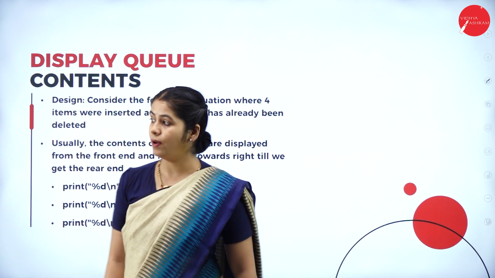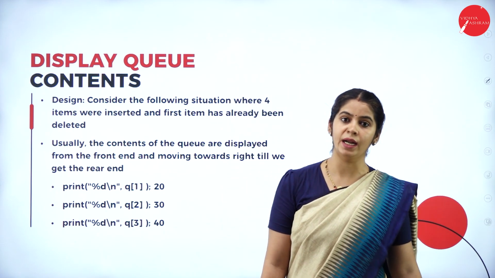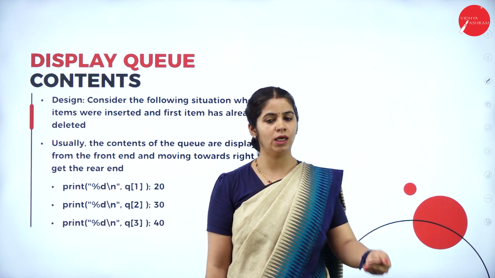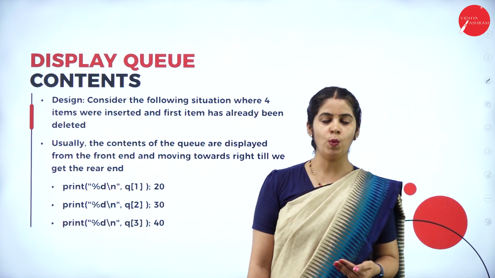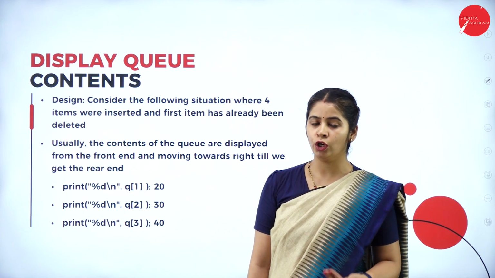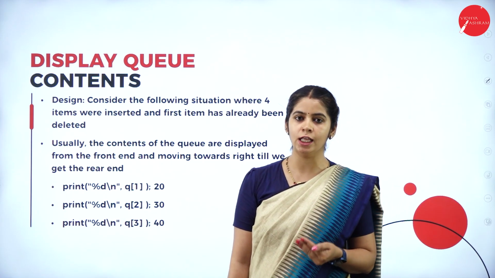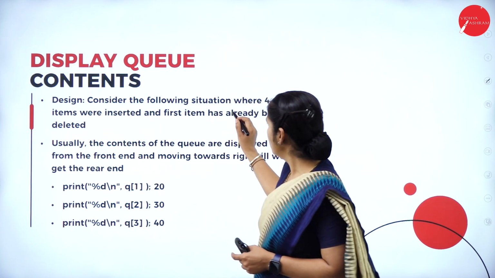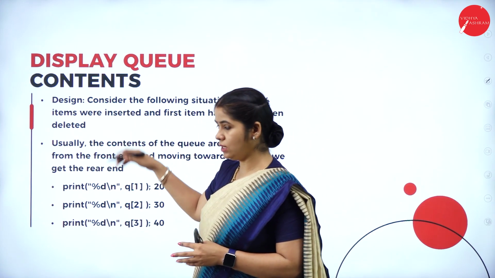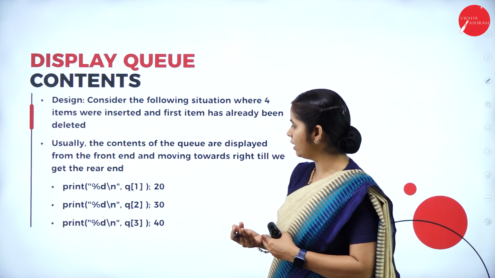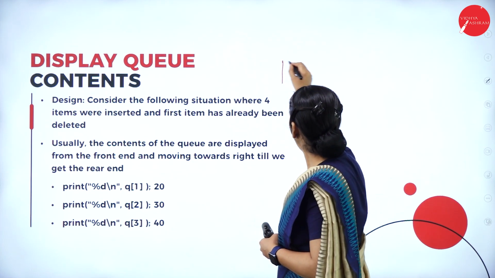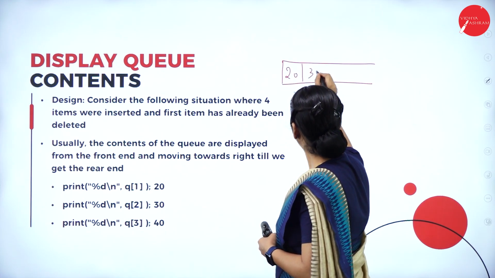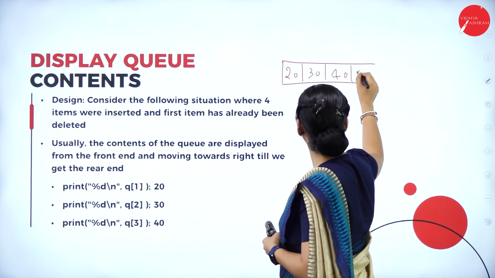So next, one more operation we have is displaying the content of the queue. How to display the content? As we display the content of an array, in a similar way we have to display the content of the queue. How many elements are there in the queue? That is how we design it. Consider the following situation where 4 elements are already inserted. 4 elements we have in the queue. What are the 4 elements? 20, 30, 40 and 50.